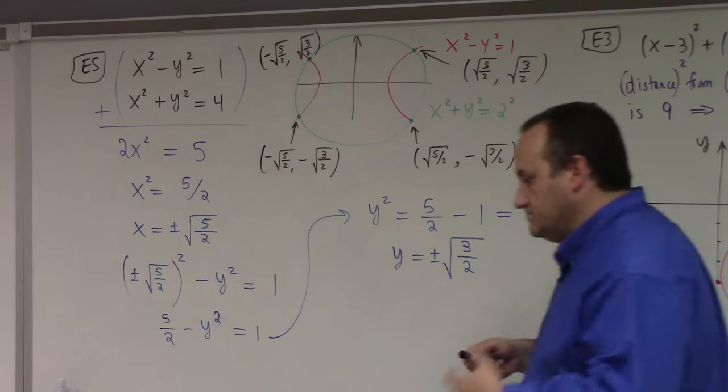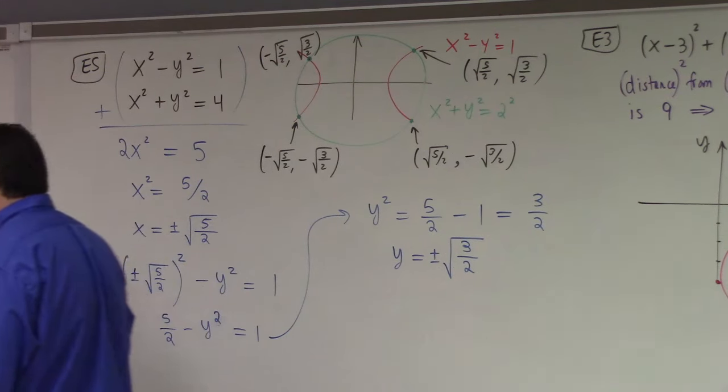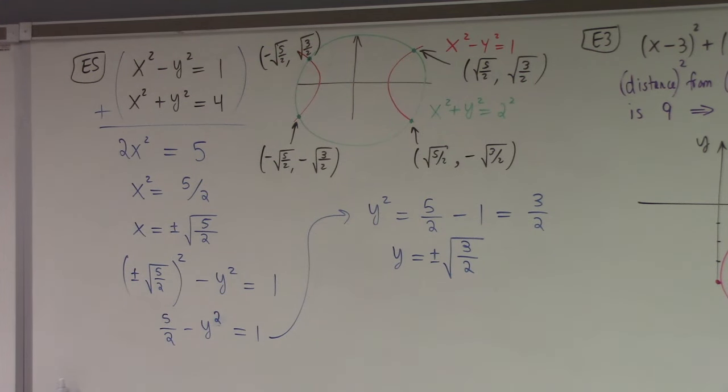Yeah. I thought you weren't allowed to have a fraction under a radical. Oh, we can have fractions under radicals, but what we can't do, if we want real solutions, is have a negative. We can't have like a negative. Fractions under radicals are allowed.